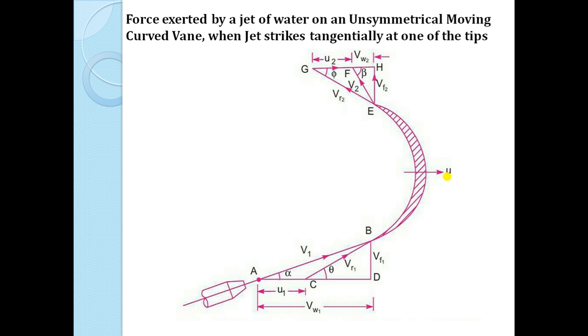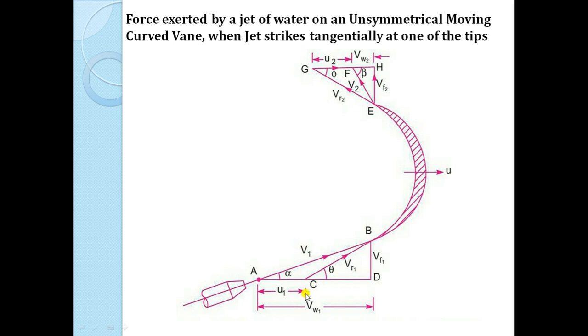Let V1 be the velocity of the jet at inlet. U1 is the velocity of the vane at inlet. VR1 is the relative velocity of the jet and plate at inlet. Alpha is the angle made by the jet with respect to the direction of motion of the plate. It is also called the guide blade angle. Theta is the angle made by the relative velocity with respect to the direction of motion of the vane.